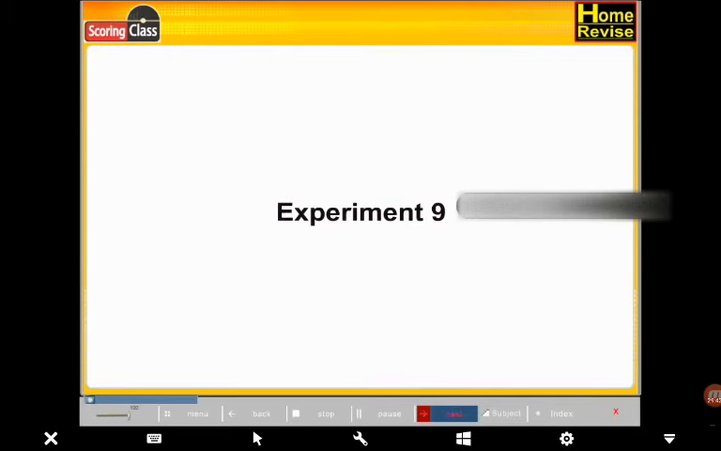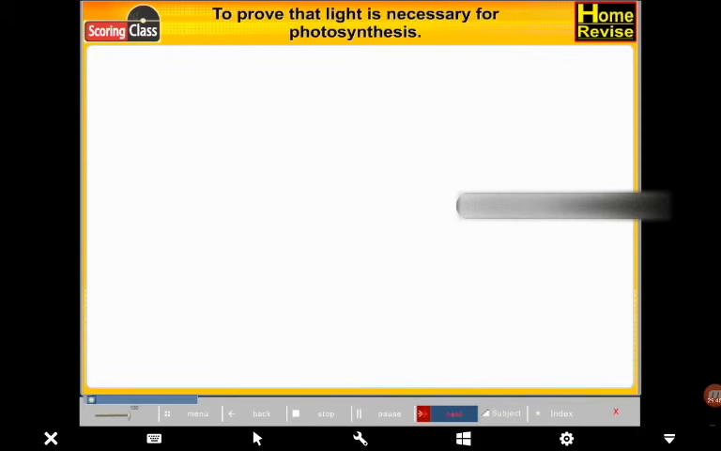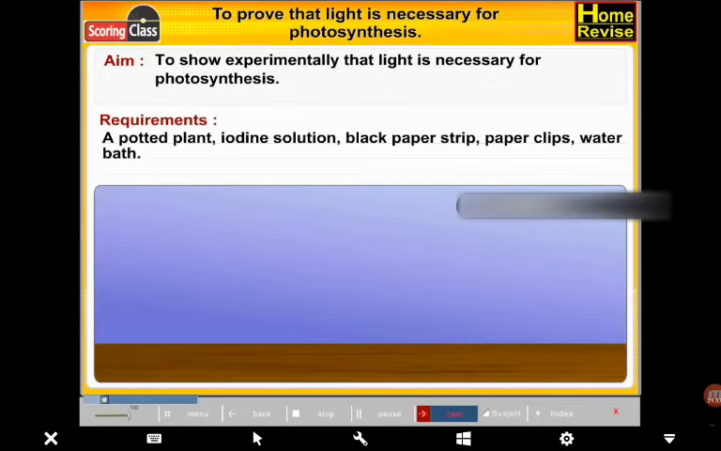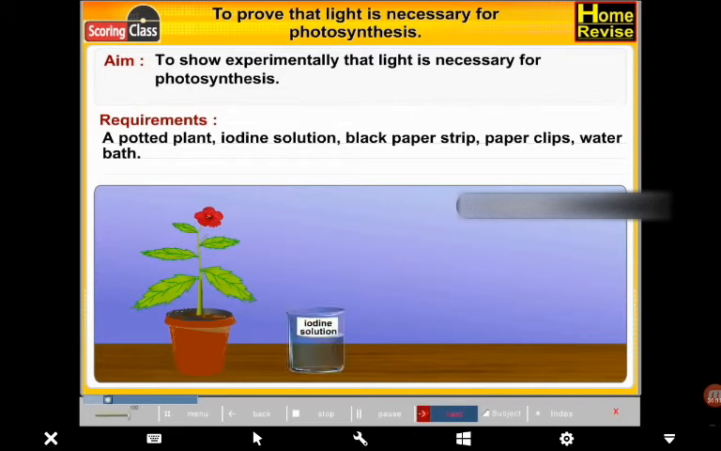Experiment 9. To prove that light is necessary for photosynthesis. Aim: to show experimentally that light is necessary for photosynthesis. Requirements: a potted plant, iodine solution, black paper strip, paper clips, water bath.